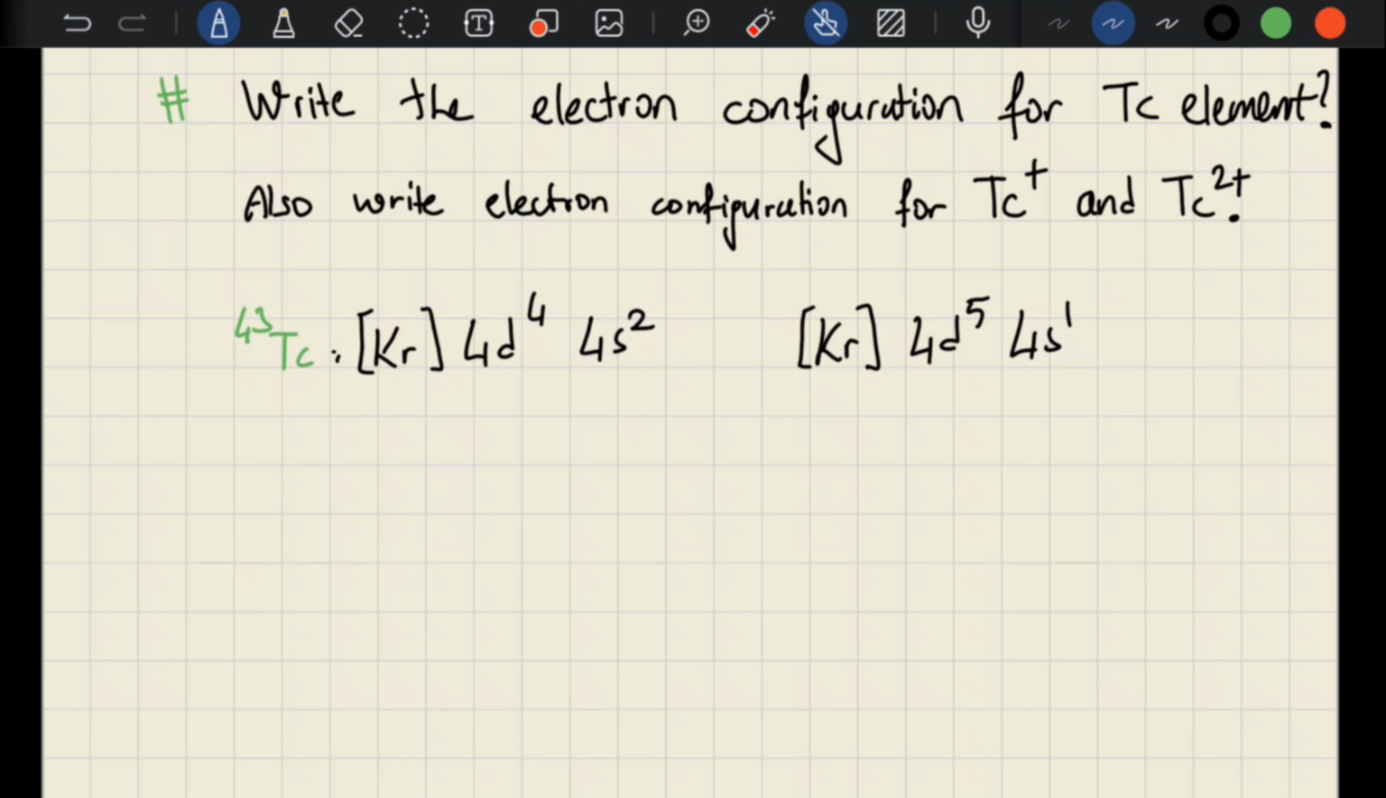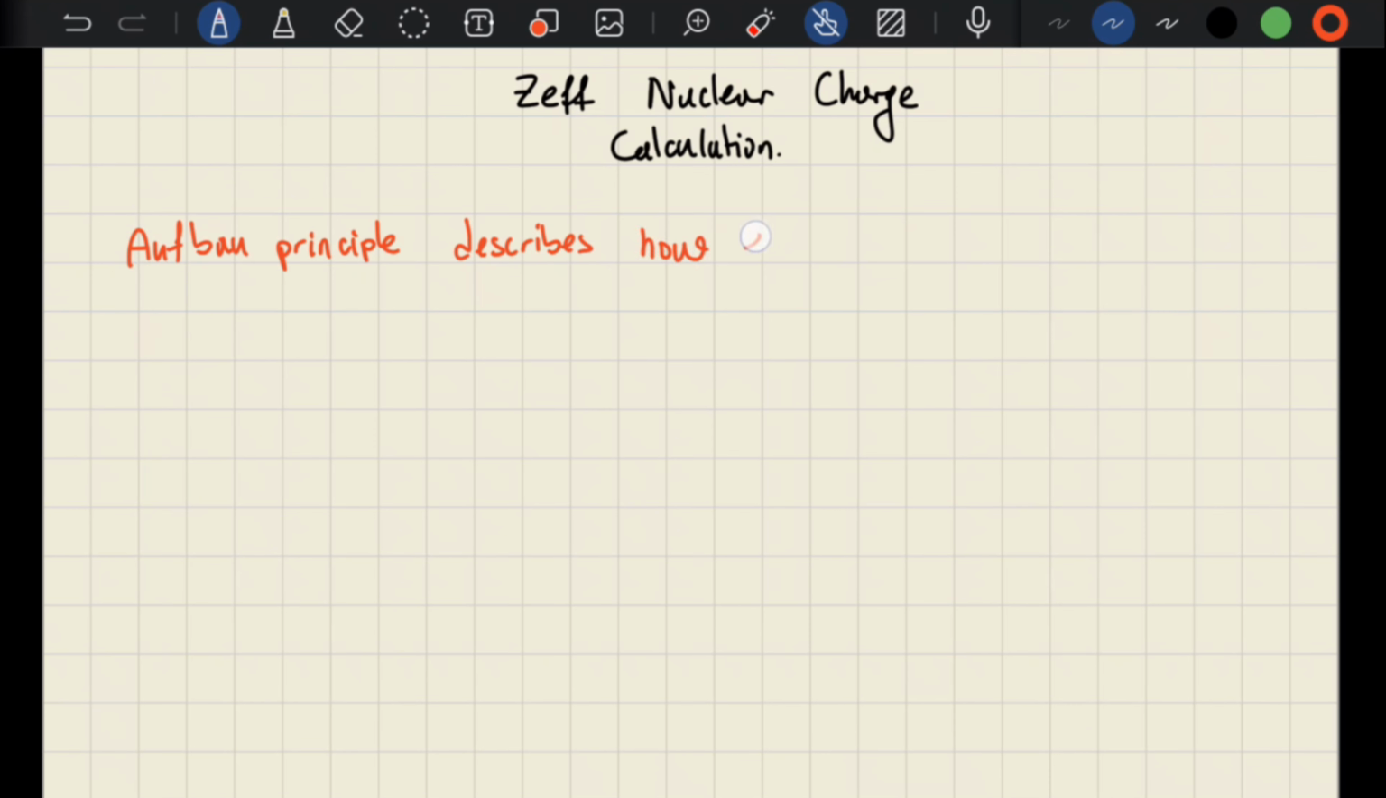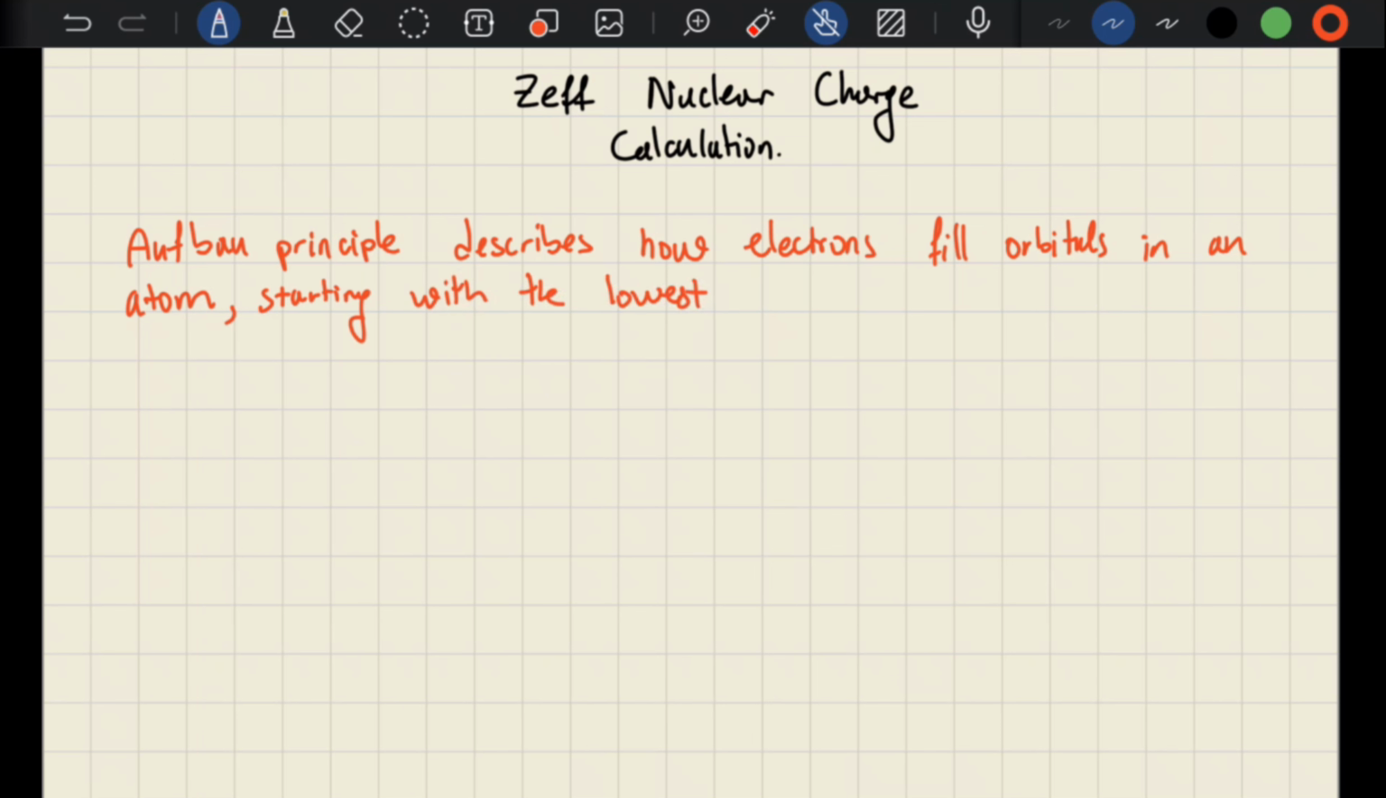Before making this, we have to know the Aufbau Principle. According to the Aufbau Principle, it describes how electrons fill orbitals in an atom, starting with the lowest energy levels first. So we have to know that. But before going on with the question, can we use the Z effective nuclear charge for the correct electron configuration? And simply the answer is no.